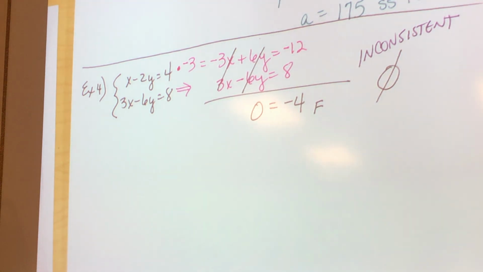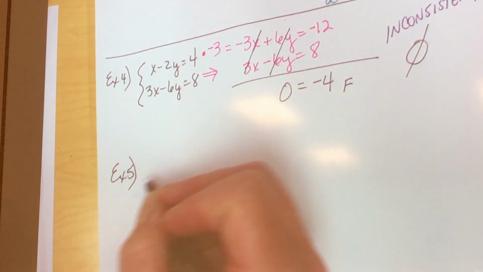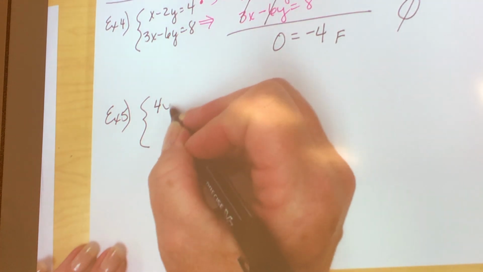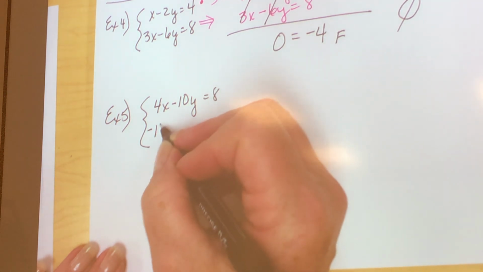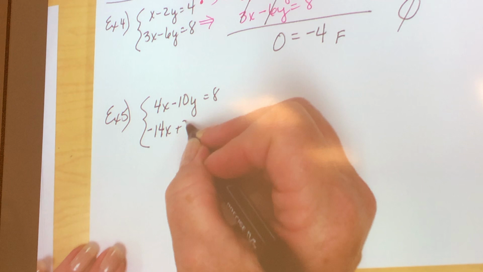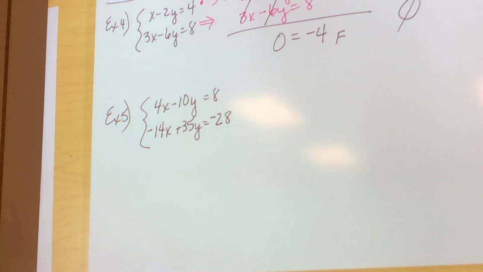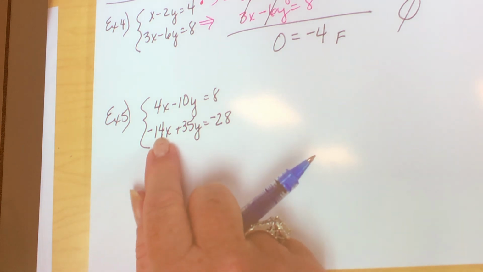Okay, let's do one more. It's another weird one, all right? Example 5. He looks like this. My first equation is 4x minus 10y equals 8, and -14x plus 35y is equal to -28. Okay, let's see. I could do 28s right here. Do you see how I did that? Watch that. 14 times 1 is 14.